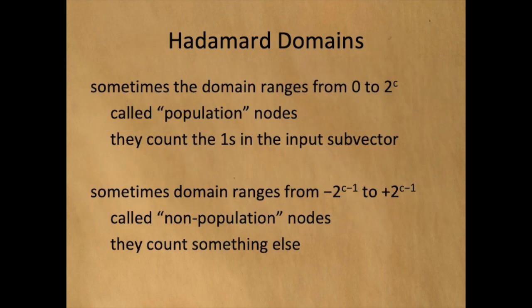The Hadamard domains in these tables may seem to be a jumble. However, there is a structure. Sometimes the domain ranges from 0 to 2 to the c. We call these nodes population nodes because they count the number of ones in the input subvector. Sometimes the domain ranges from minus 2 to the c minus 1 to positive 2 to the c minus 1. We call these nodes non-population nodes because they count something else. Alas, we cannot explain what.